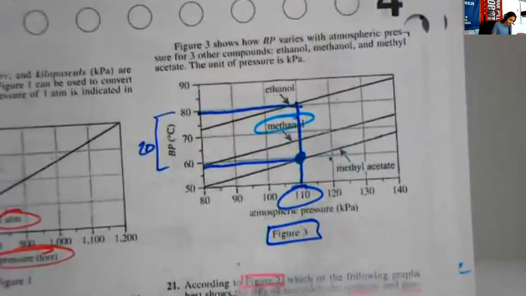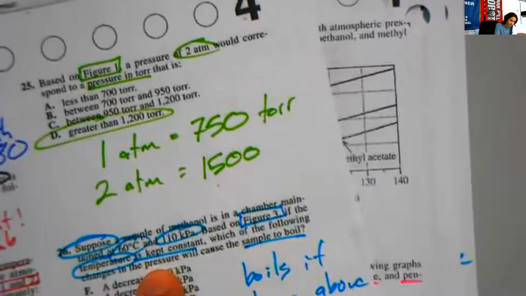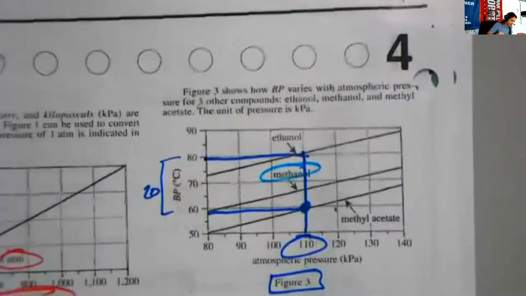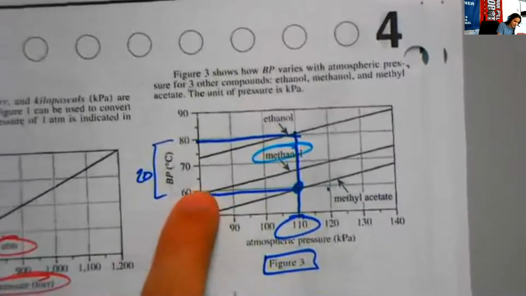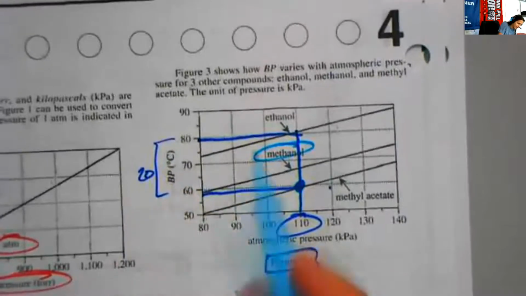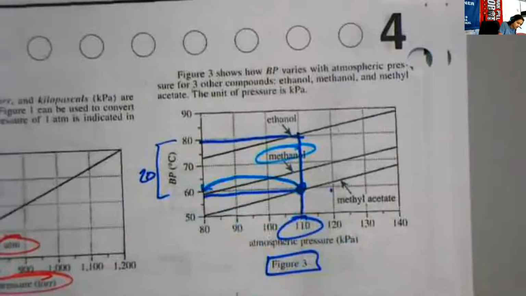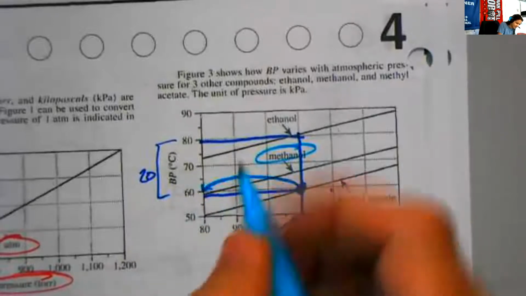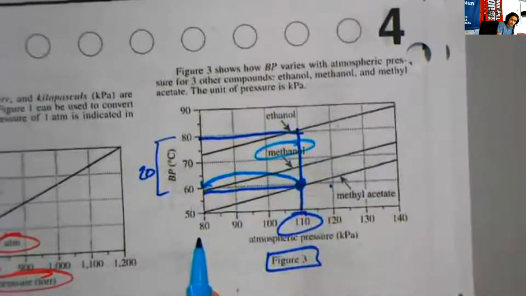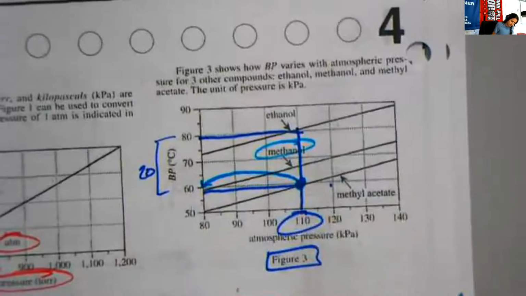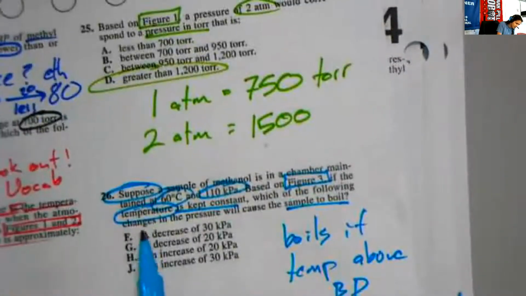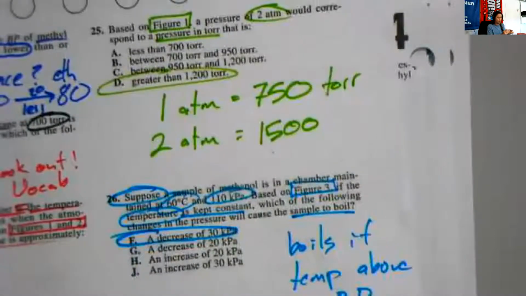So I got to say, okay, what do I got to do to pressure to get this thing to boil? I'm keeping the temperature the same. It's going to be 60. I got to get it over here to cause it to boil. That's a decrease in 30 kPa. Decrease 30 kPa. That question's hard and requires you to understand boiling.